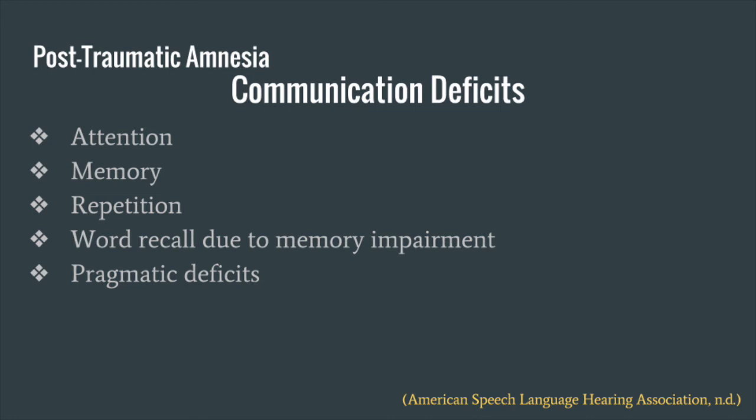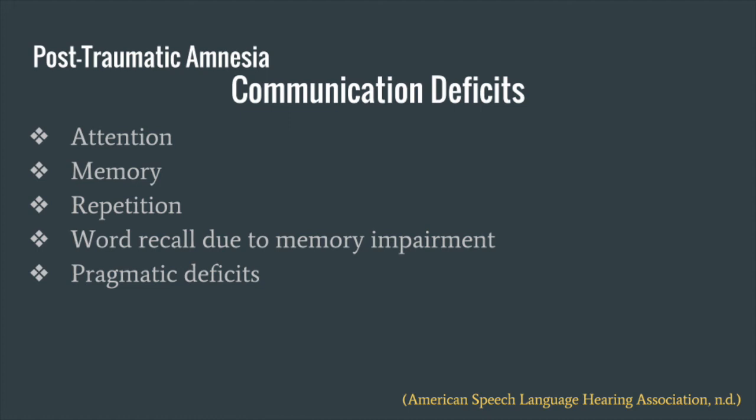Although speech, voice, and language disorders can arise from a traumatic brain injury and coexist with post-traumatic amnesia, such as aphasia, apraxia, or dysarthria, there are some aspects of communication that can be directly affected due to PTA. Attention can be affected due to memory impairment and interfere with the continuation of conversation between the patient and their communicative partner. Memory, the prime deficit in PTA, can impact the patient's ability to retain information that is being spoken to them, and this also directly affects their ability to repeat information.